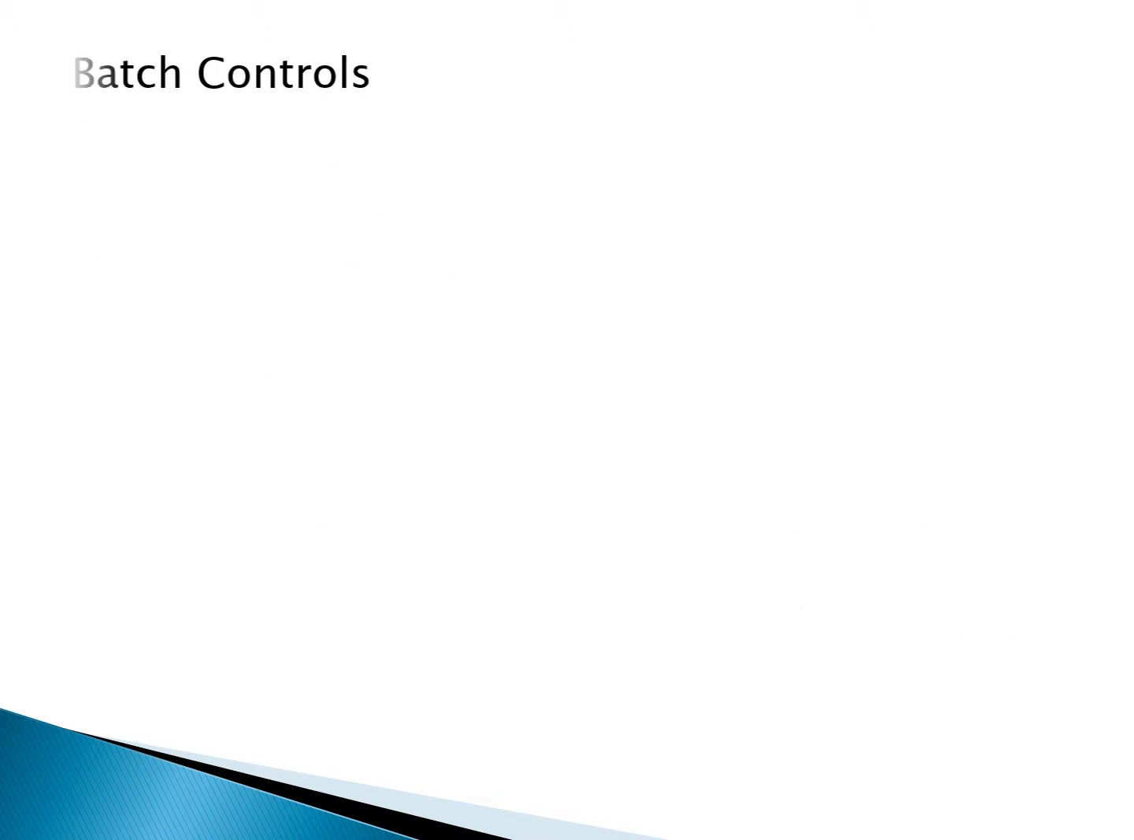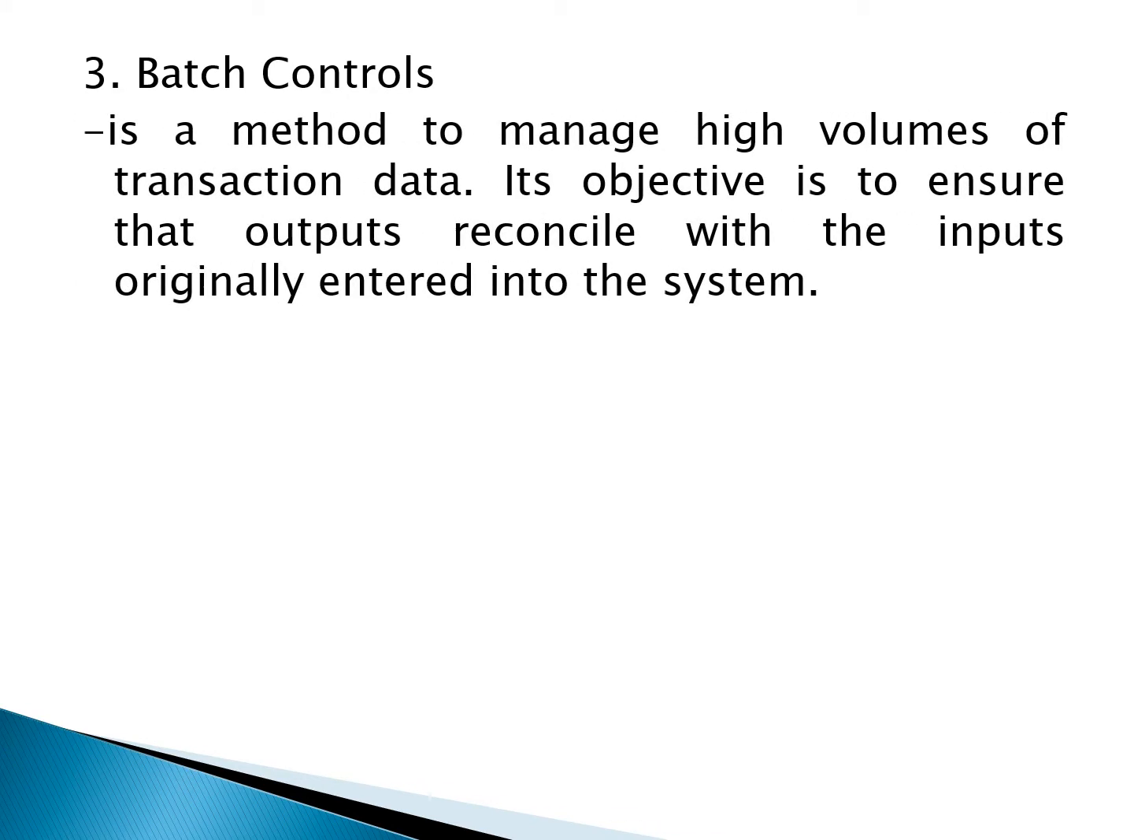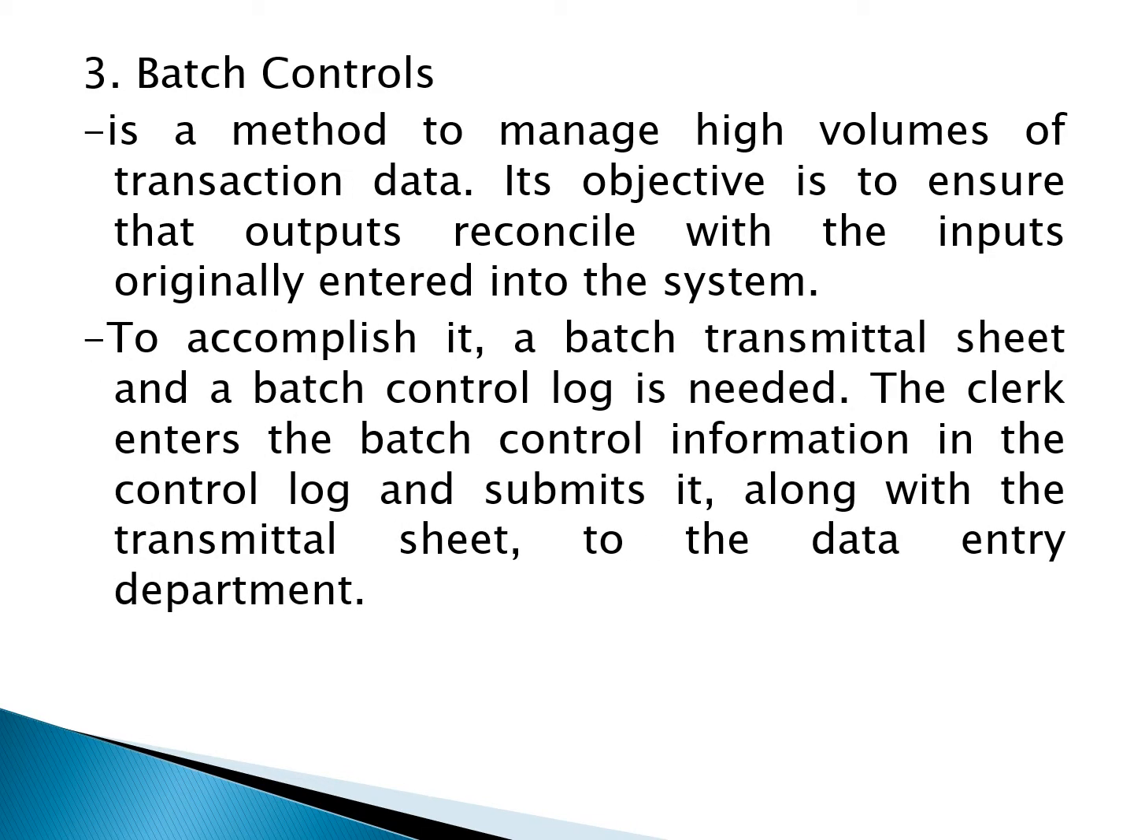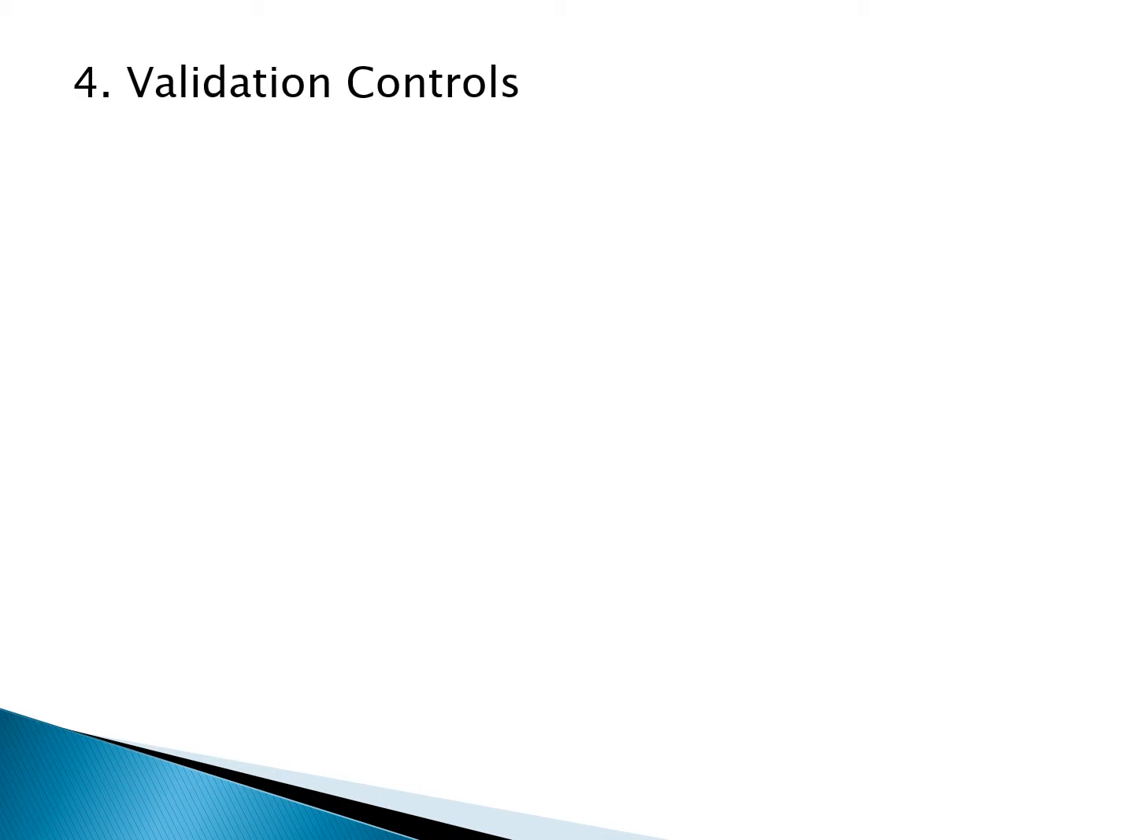The third one is the batch control. It is a method to manage high volumes of transaction data. Its objective is to ensure that outputs reconcile with the inputs originally entered into the system. To accomplish it, a batch transmittal sheet and a batch control log are needed. The clerk enters the batch control information in the control log and submits it along with the transmittal sheet to the data entry department.